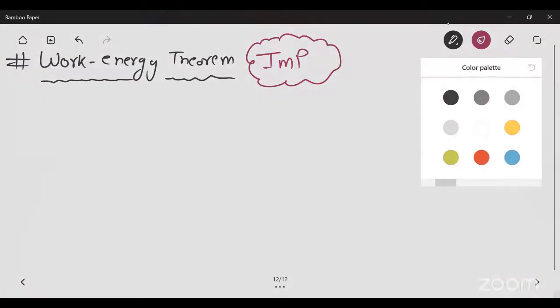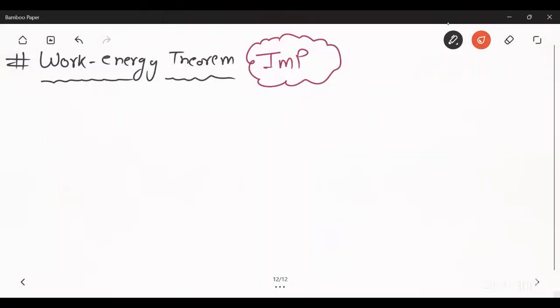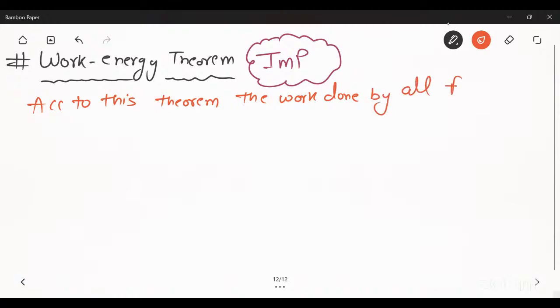So what does this theorem state? It states that the work done by all forces is equal to the change in kinetic energy. So work done is equal to the change in kinetic energy of the body.